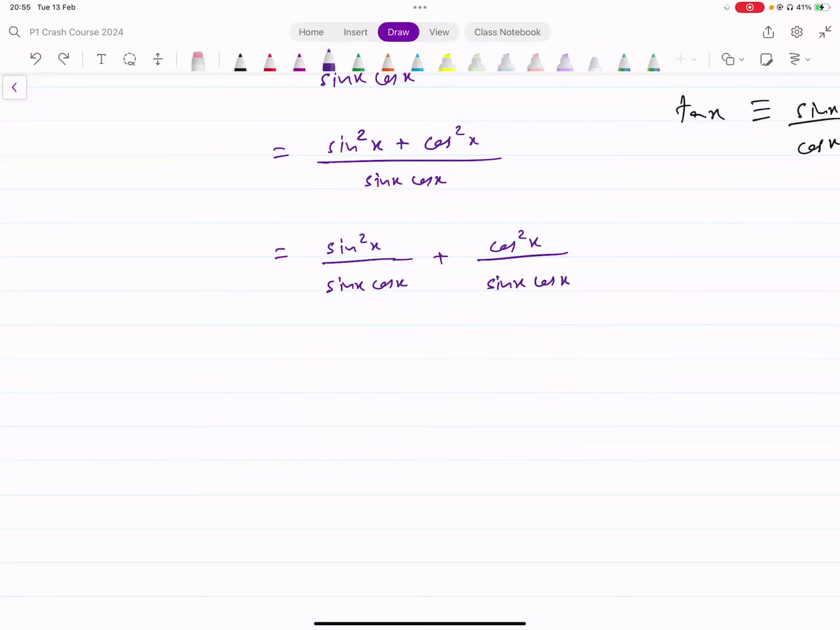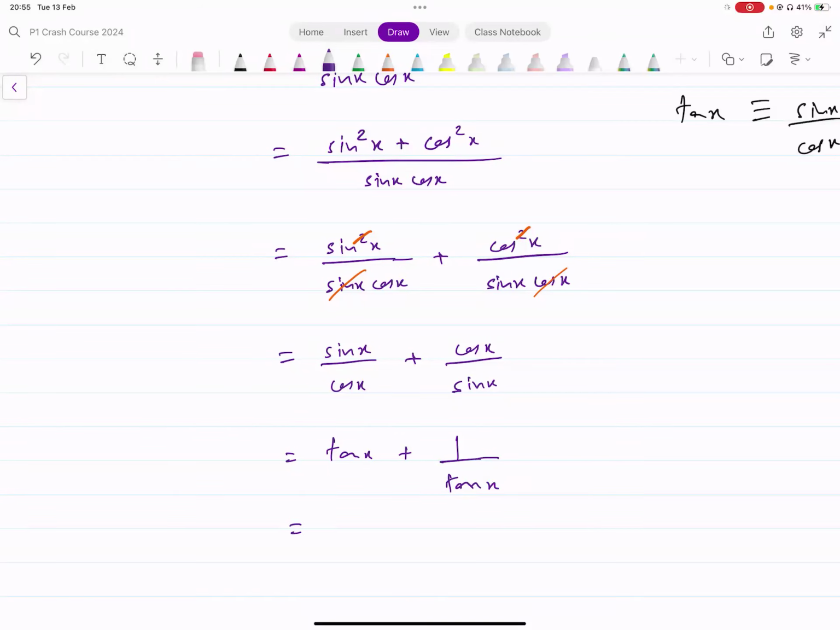Now, if we look at the first fraction, sine square and sine x, they get cancelled. What are we left with? We're left with sine x over cos x. And if we look at the second fraction, square here and this get cancelled, and we're left with cos x over sine x. And that becomes tan x plus 1 over tan x. And that is what you had to prove.